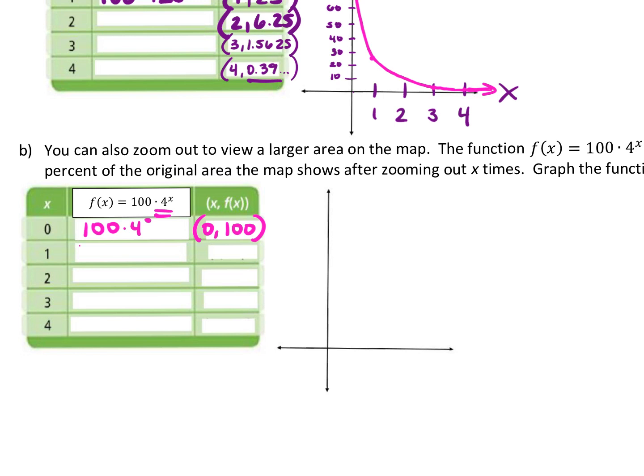Then plug in a 1. 100 times 4 to the first power. What do you get? You get 400. We're going up now. Plug in a 2. You get 1,600. Plug in a 3. 6,400. It's exponential. You're trying to make it linear. Plug in a 4, and you have 25,600.